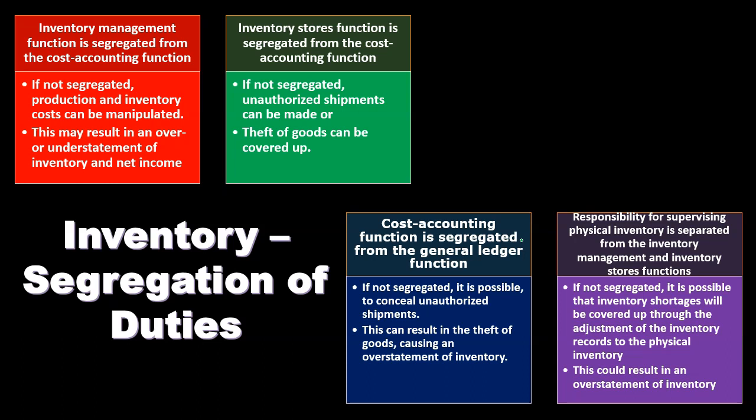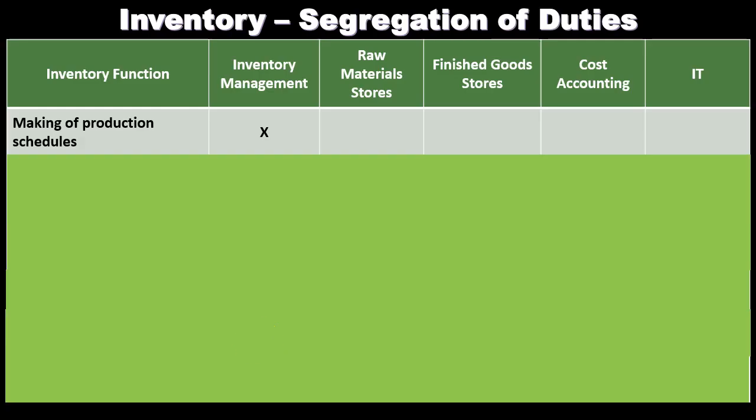So notice once again, responsibility for supervising the physical inventory is separate from the inventory management and inventory stores function, because if it's not, it's possible that the inventory shortage will be covered up through the adjustment. You can adjust the inventory records to the physical inventory. This could result in an overstatement of inventory. So here we have our segregation of duties.